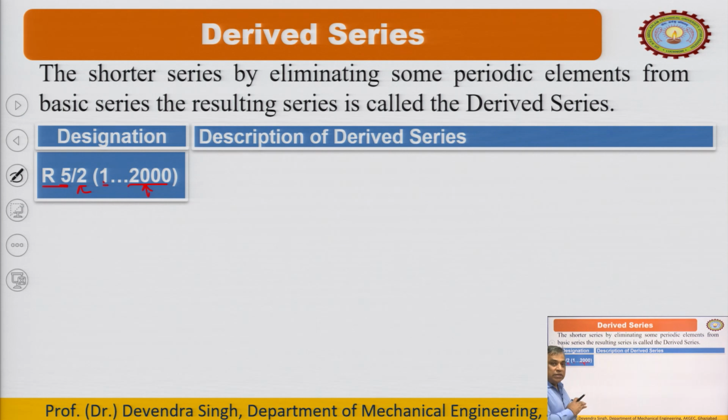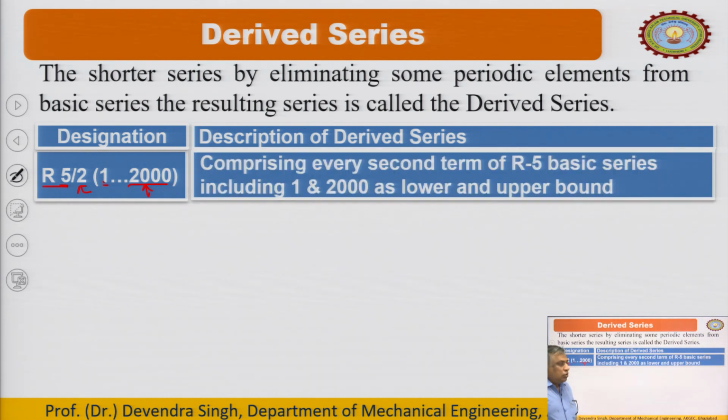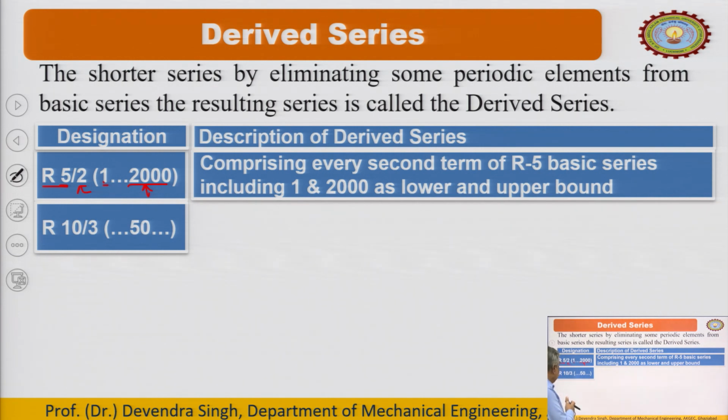And in this derived series, 1 and 2000, both ends are fixed, both ends are closed, these are inclusive. So, this is the meaning of comprising every second term of R5 basic series, including 1 and 2000 as lower and upper bound. Similarly, you can have R10/3, R10 basic series, from which you will derive this R10/3, and 3 indicates every third term you will eliminate, and 50 means this must be there in this derived series.